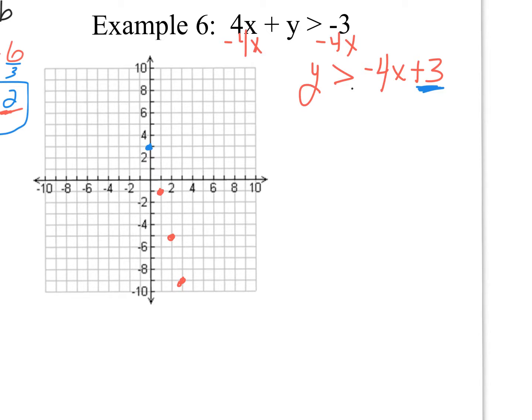Now, we have to determine, is this line dotted or solid? Well, again, I don't see the solid line in the symbol I just made. So that means I'm connecting these points with a dotted line.